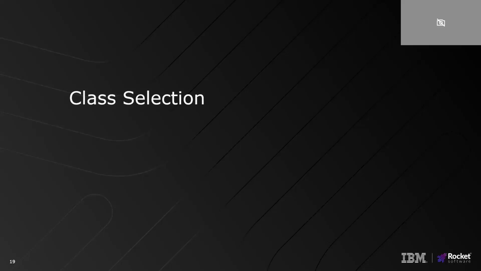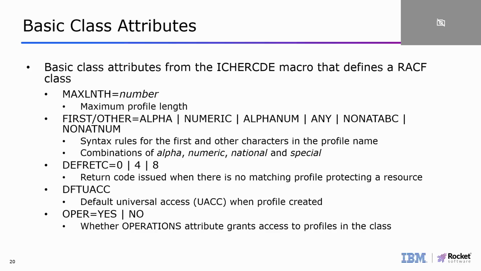Okay, let's think about class selections. So each class has attributes, and they vary. And there is actually an ICHERCDE macro that defines a RACF class. In here we have things like the maximum length of the profile, the syntax rules for the first and other characters in the profile name, the default return code if there's no matching profile, the default universal access, and whether or not the OPERATIONS attribute grants access to profiles in the class. So there's lots of basic class attributes.